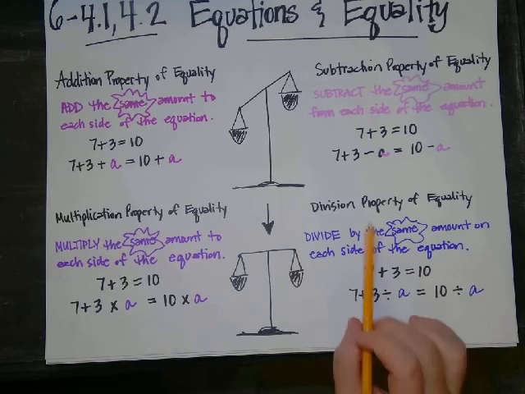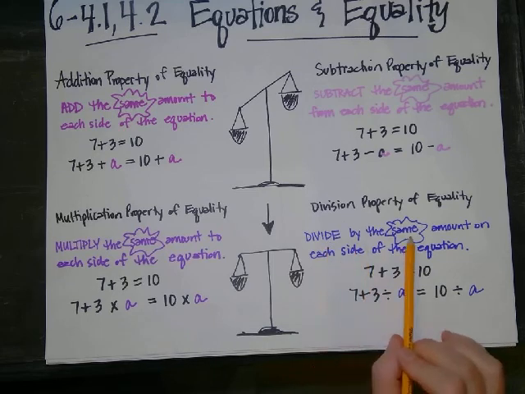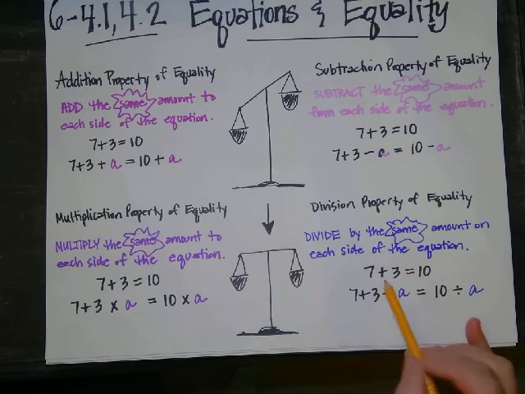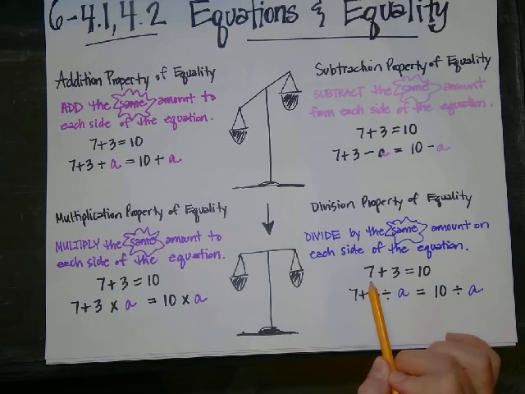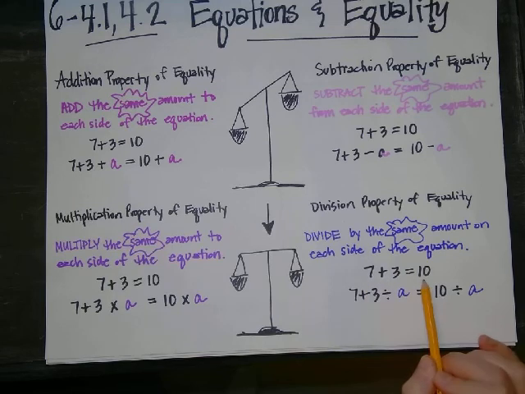And lastly, same holds true for division, of course. We're going to divide by the same amount on each side of the equation. So back to our same example of 7 plus 3 equals 10. If we decide that we're going to divide by some value A, we just have to make sure that we also divide by some value A on the other side as well.